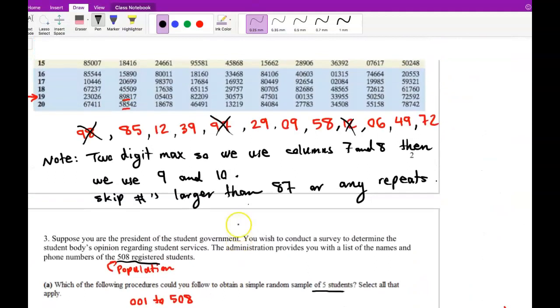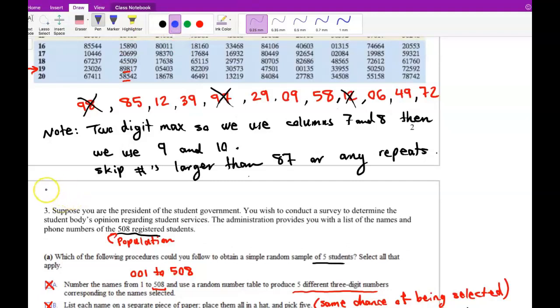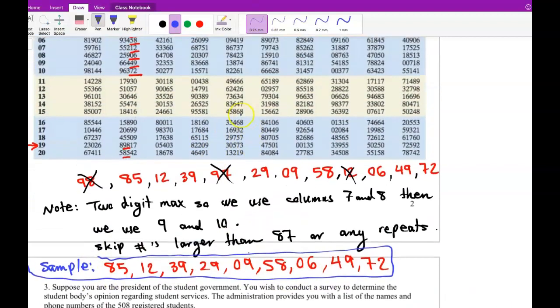Okay, I did the same method that I had on this part. Okay, I want to write what the sample was for that part too. Sample, and this part was 85, 12, 39, 29, 9, 58, 6, 49, 72. So this was the final answer for example number 2.